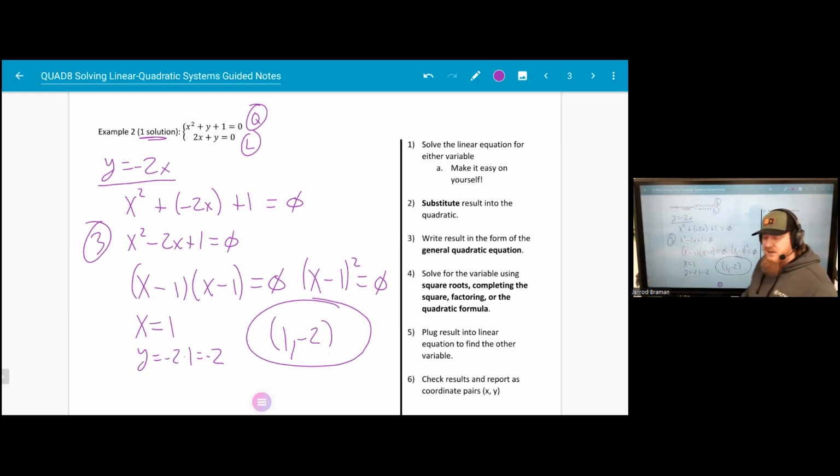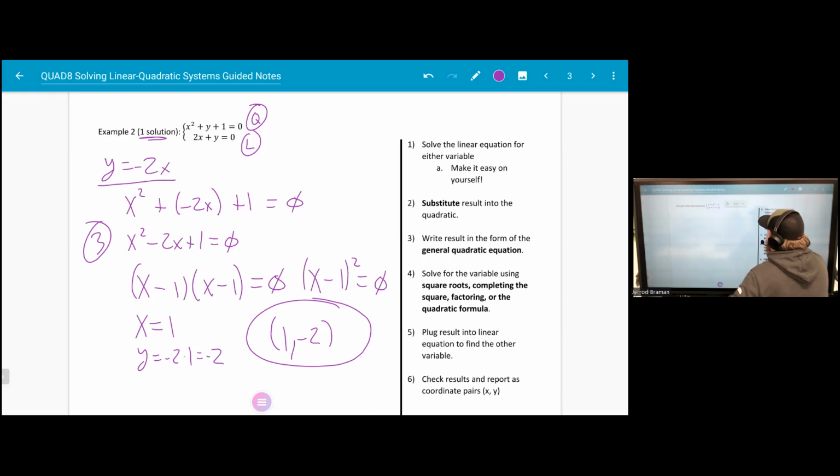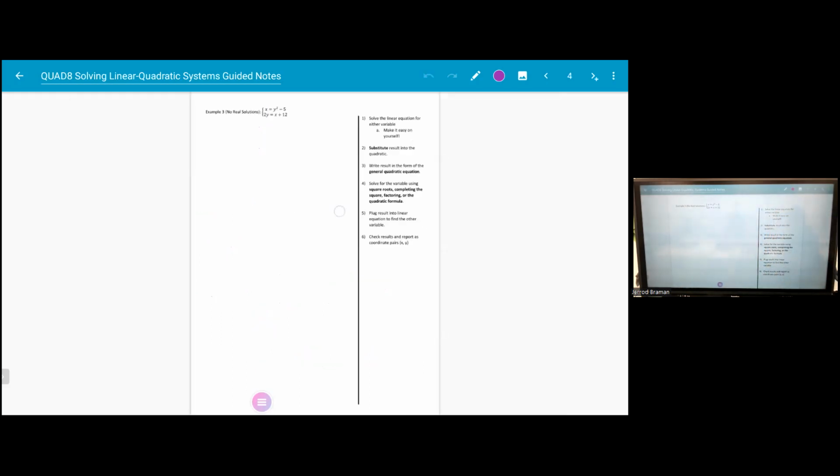And hopefully you're saying to yourself now, well, what does it look like when I have no solutions? And I'm here to tell you what that looks like. Example 3 is an example with no solutions.